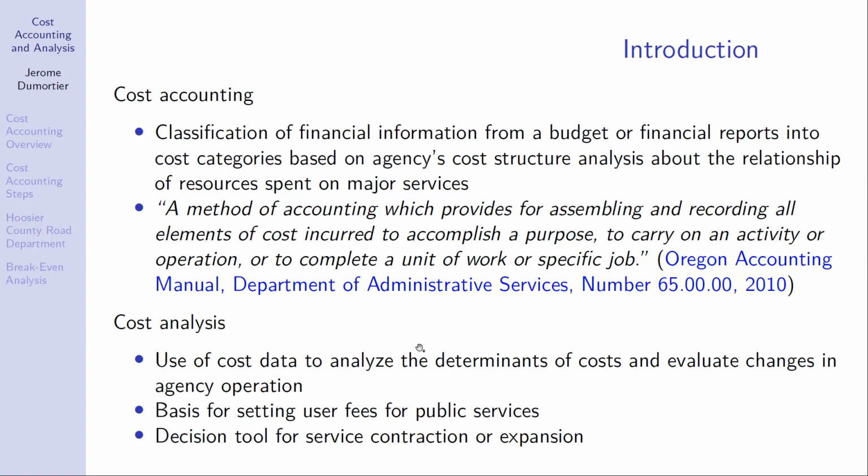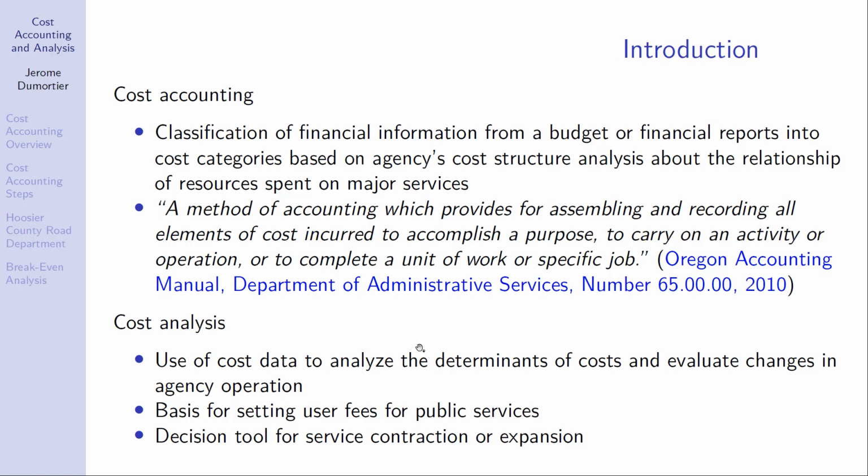Now here I have a definition of the Oregon Accounting Manual from the Department of Administrative Services, and it says for cost accounting that it is a method of accounting which provides for assembling and recording all elements of cost incurred to accomplish a purpose, to carry on an activity or operation, or to complete a unit of work or specific job.